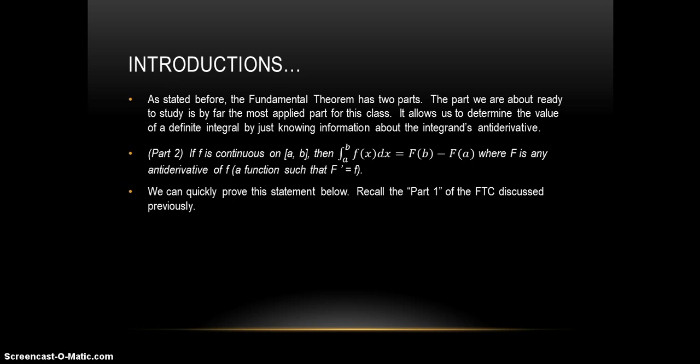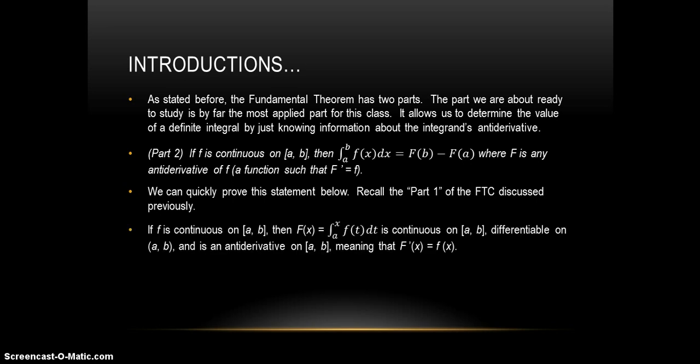And by antiderivative, again, we mean a function such that capital F prime is equal to f. This is something we can quickly prove if we have part 1 of the FTC that we discussed in a previous reading quiz. And basically, if you remember, that states if f is continuous on a closed interval a to b, and we define capital F of x to be equal to the integral from a to x of f of t dt, that's a continuous function on a closed interval a to b, differentiable on the open interval a to b, and is an antiderivative on a to b, which meant that capital F prime of x is equal to f of x.